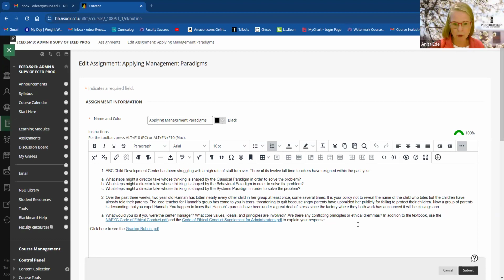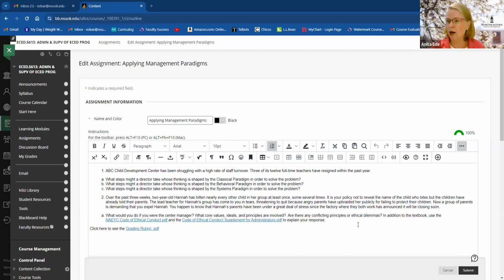Number 1 tells you about a child development center that's having a terrible problem with staff turnover. Three of its 12 full-time teachers have resigned within the past year, and that's really terrible. For A, what steps might a director take whose thinking is shaped by the classical paradigm in order to solve the problem? What steps might a director take whose thinking is shaped by the behavioral paradigm? And the last one, by the systems paradigm.